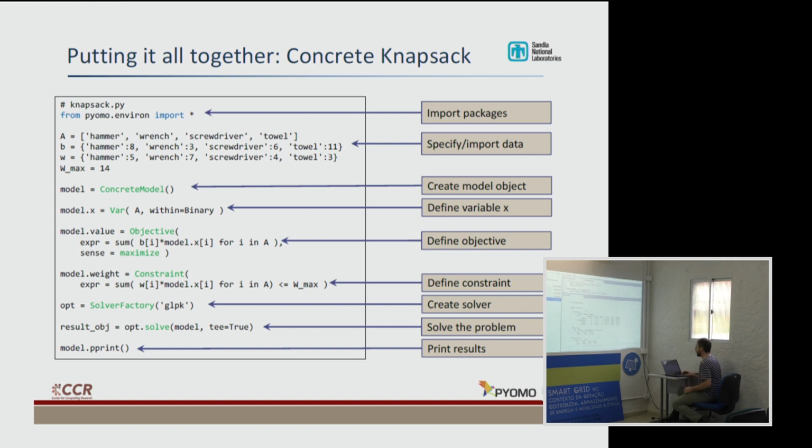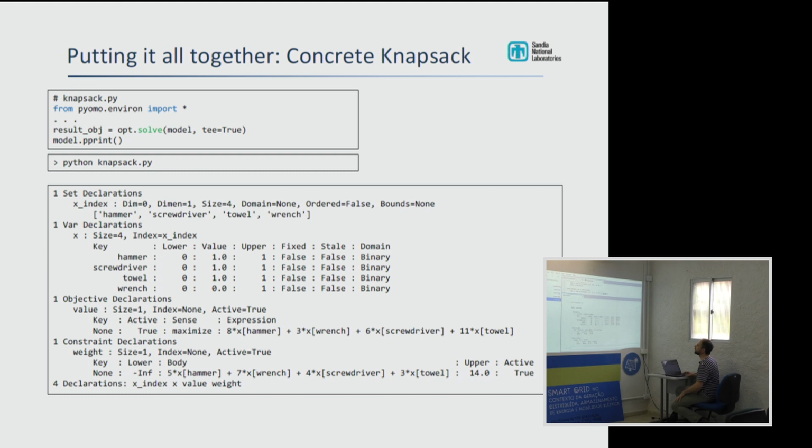Then here is the result. The results here are the variable x, which is of size 4, because we have 4 objects that we can pick or not pick. And here are the optimal values. So 1 means that I took it, okay? And 0 means that I didn't take it. Which is quite strange.